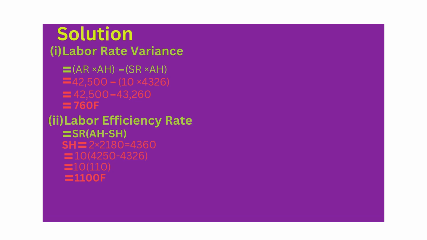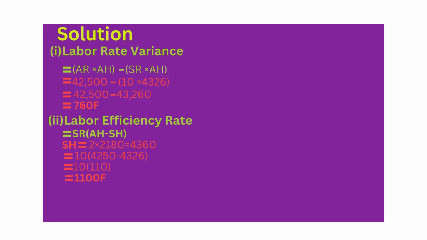Material price variance: wherever the actual cost is greater than the standard, we say it's advance. So we have 10 into 4,360, which is greater than 10 into 4,250. The difference between that is automatically advance. So 4,360 minus 4,250 is 110, so it's 10 into 110, which will give us 1,100 advance.